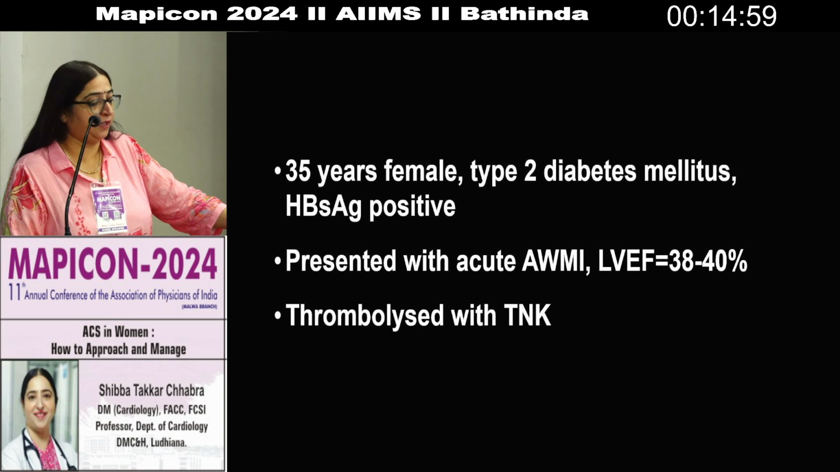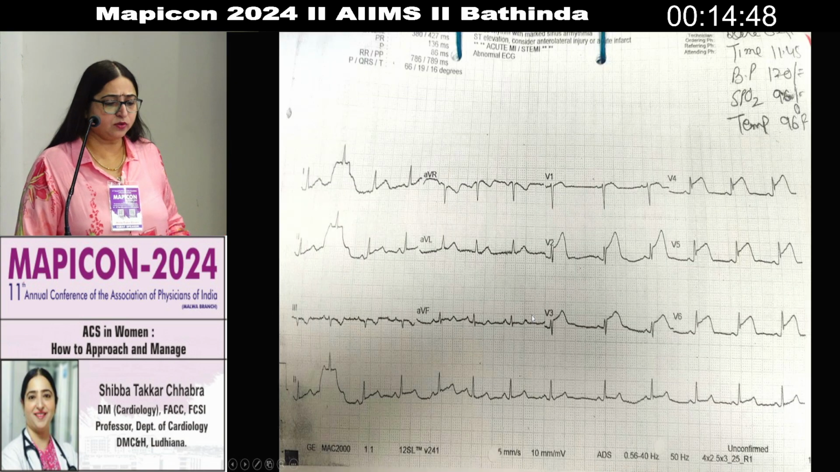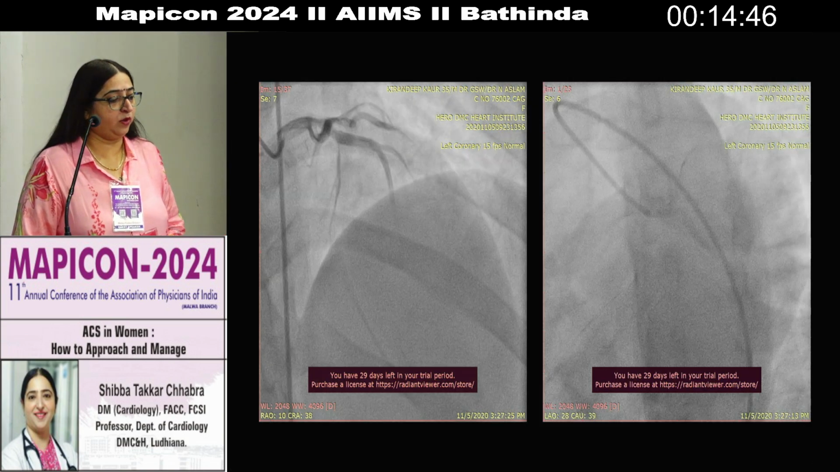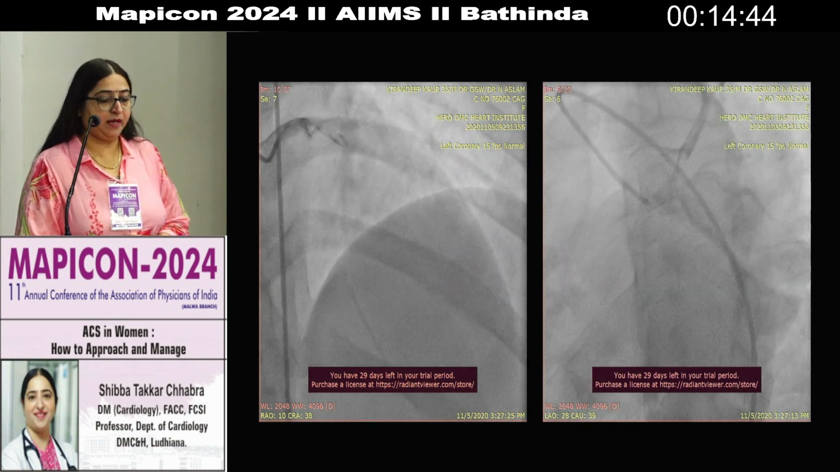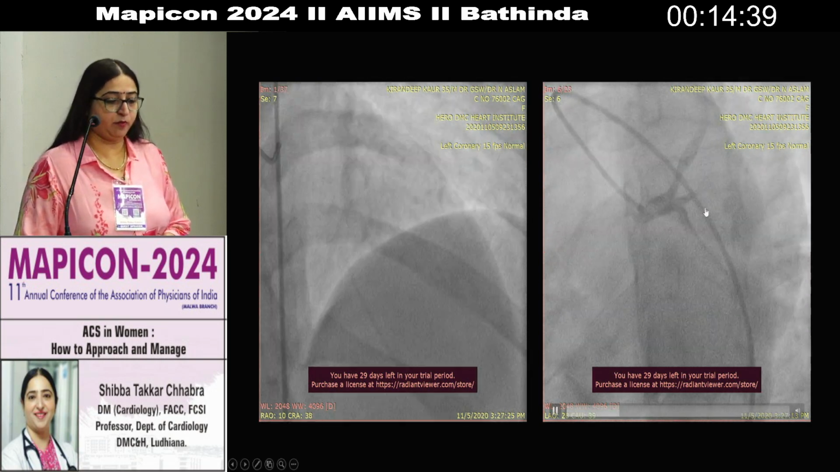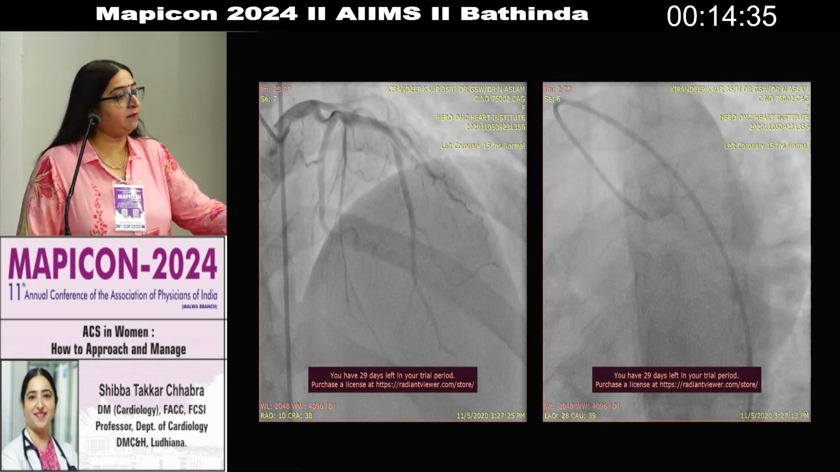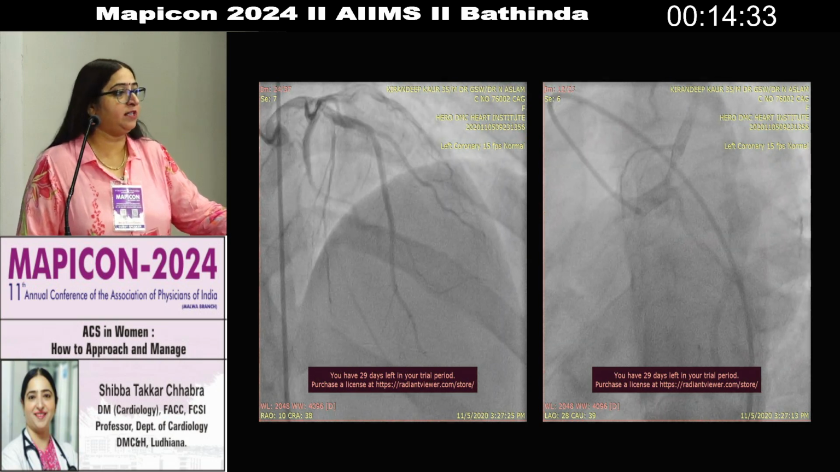So this was a 35 years old female, a diabetic, who presented with anterior wall MI and ejection fraction of 38 to 40%. She was thrombolized with tenecteplase. So this was her ECG showing anterior wall MI, was taken to the lab, and we saw this was the LAD, and in LAD there was a lot of thrombotic burden which was present. So I was just passing by in the cath lab. This was my colleague's patient, and he called me.